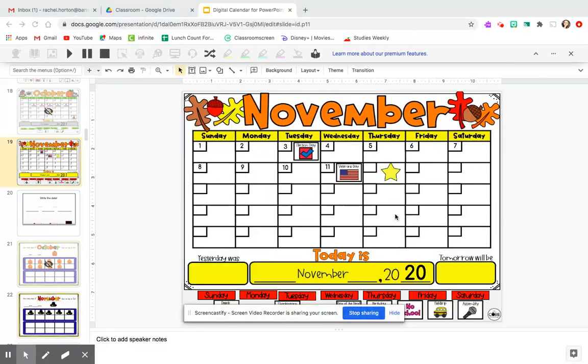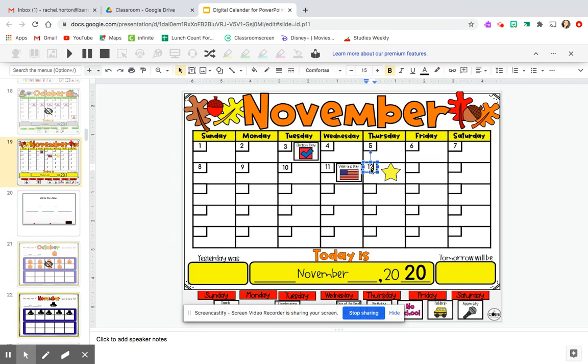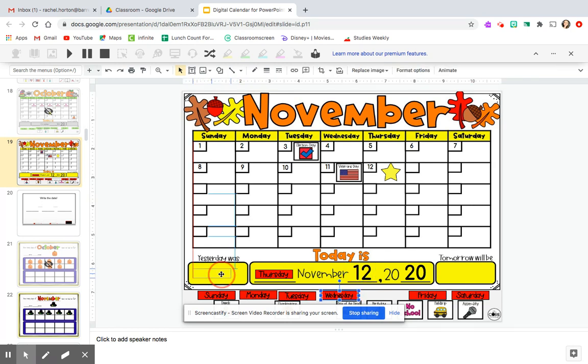Okay, let's begin. All right, today is a new day. We have our start, and the month is still November. So, what comes after 11? 12. So, it is November the 12th. It is Thursday. So, today is Thursday, November the 12th of 2020. Yesterday was Veterans Day, and it was Wednesday. Tomorrow is going to be Friday, or Miss Horton says, Fry-yay. It's Fry-yay.